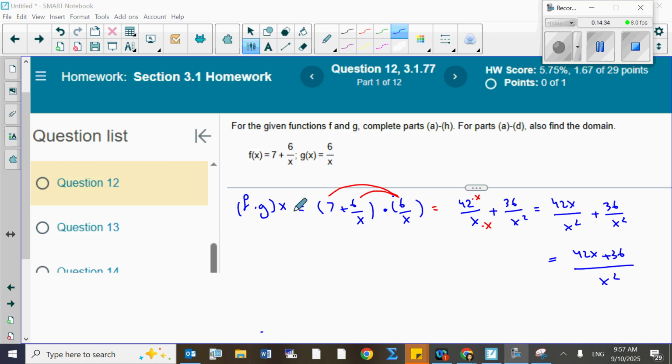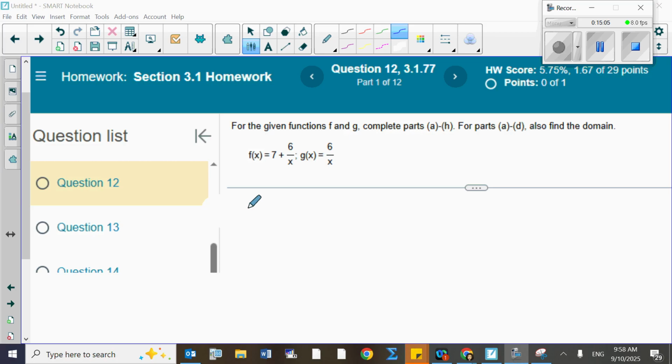Domain of f times g, again, will be domain of f intersection with domain of g, which, again, we know each of them is x not equal to 0. For both of them, it's the same. So the domain of f times g will be all the x values such that x is not equal to 0.